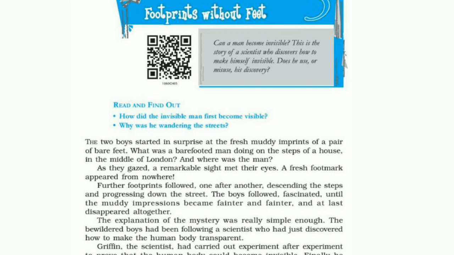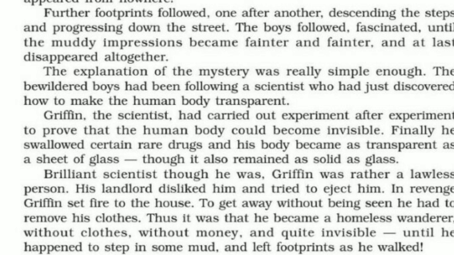Two boys stared in surprise at fresh muddy imprints of a pair of bare feet. What was a barefooted man doing on the steps of a house in the middle of London, and where was the man? As they gazed, a remarkable sight met their eyes. A fresh footmark appeared from nowhere. Further, footprints followed one after another, descending the stairs and progressing down the streets. The boys followed, fascinated, until the muddy impressions became fainter and fainter and at last disappeared altogether.